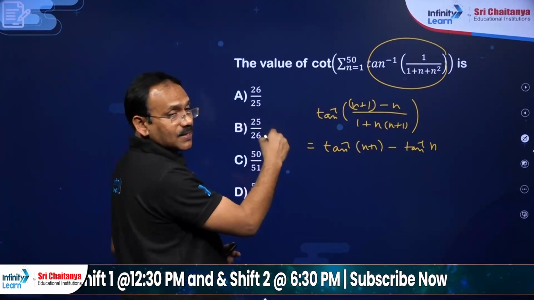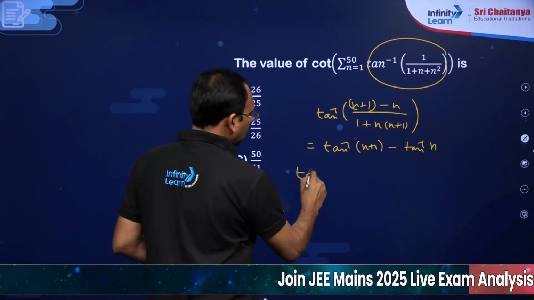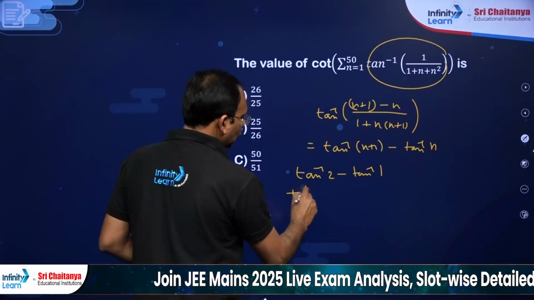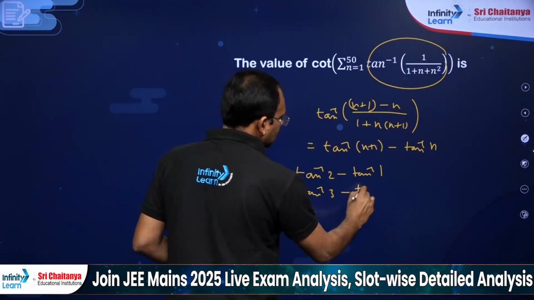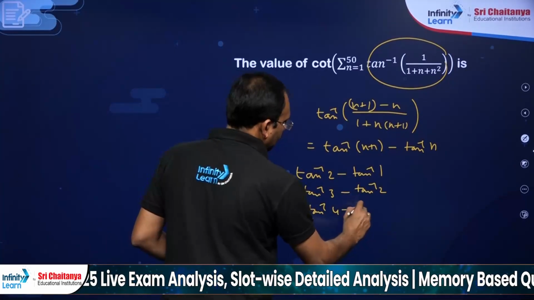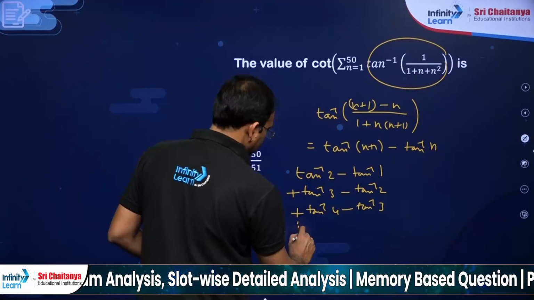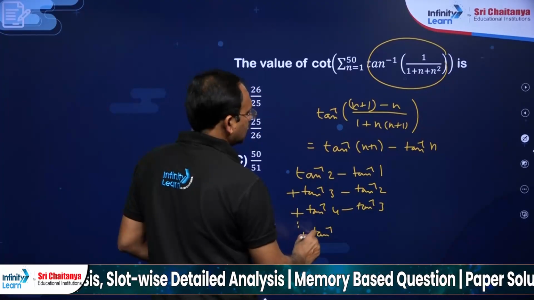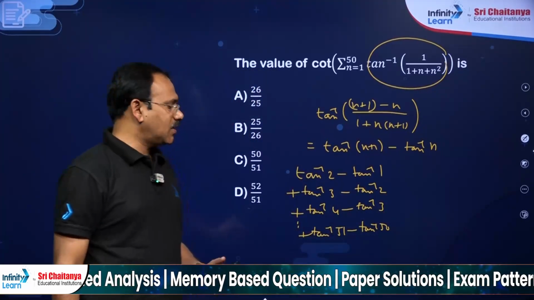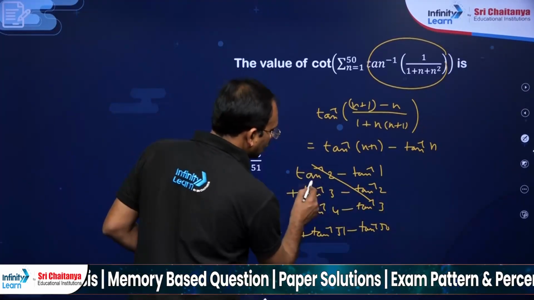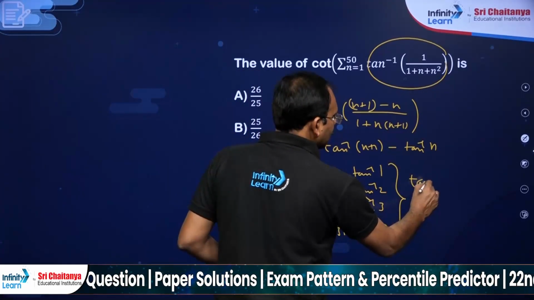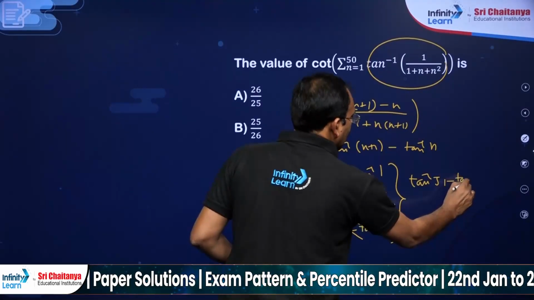Now you try to apply sigma. If you put n equals 1, you will get tan inverse 2 minus tan inverse 1, plus n equals 2, tan inverse 3 minus tan inverse 2. The next, tan inverse 4 minus tan inverse 3, and so on. Finally, tan inverse 51 minus tan inverse 50. Because of this method of differences, alternate terms get cancelled. Finally, you are left with tan inverse 51 minus tan inverse 1.